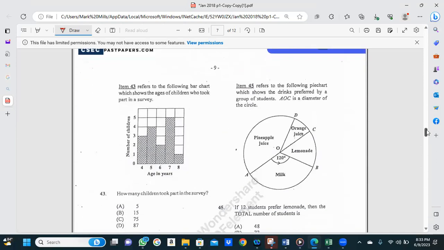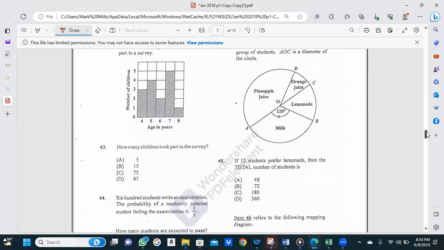43. How many students took part in the survey? So 4 will give me 3. Then we have 4. 3 plus 4, 7. 7 plus 2 is 9. 9 plus 5, 14. 14 plus 1, 15. So that means 3 plus 4 plus 2 plus 5 plus 1.